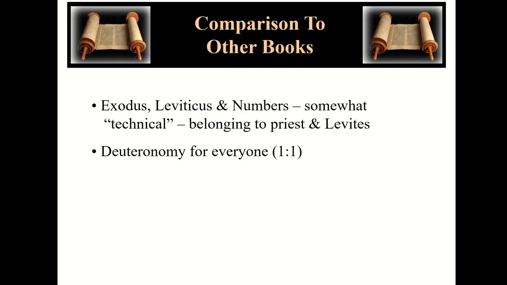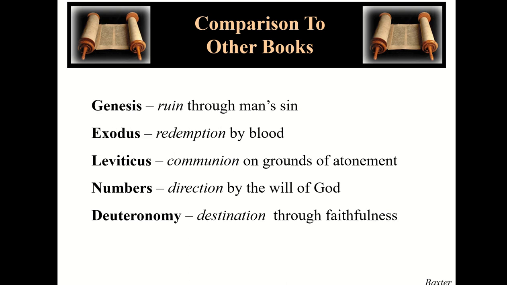Now let's compare this book to other books. Exodus, Leviticus, and Numbers are somewhat technical, not in every aspect, but there are technical things within the books, some instructions belonging to the priests and to the Levites, particularly in Leviticus, of how the sacrifices were to be offered and when they were to be offered and the details thereof. Deuteronomy seems to be directed to everyone. These are the words which Moses spoke to all Israel. Again, comparison.